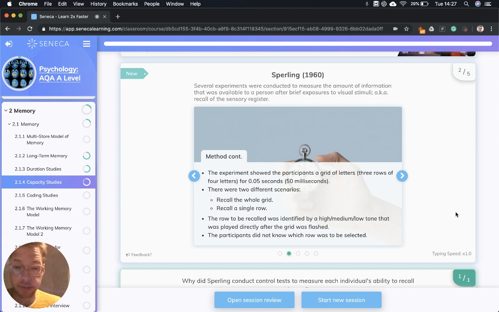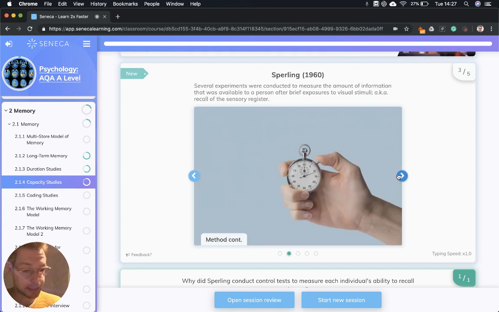There were 2 different scenarios. They either had to recall the whole grid or recall a single row. The row to be recalled was identified by a high, medium, low tone that was played directly after the grid was flashed. The participants did not know which row was to be selected.